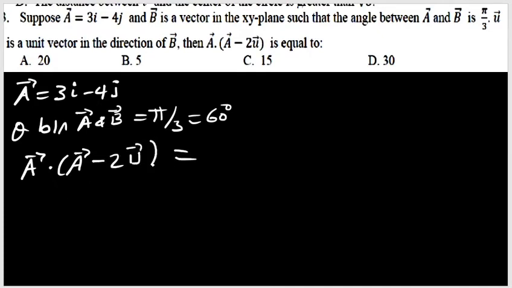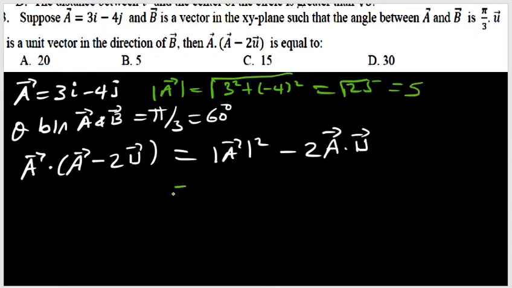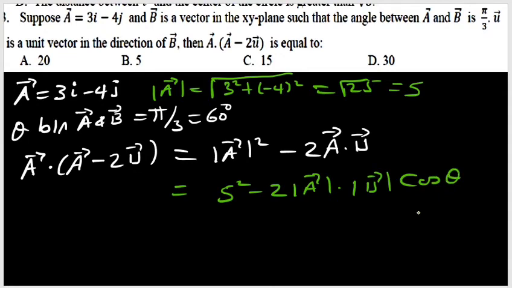So let's expand this one. When we expand it, a dot a, which is magnitude of a squared, minus 2 times a dot u. The magnitude of a we can get from the given: the square root of 3 squared plus negative 4 squared. That's 9 plus 16, which is 25 in the square root. That's 5. Therefore this is equal to 5 squared minus 2 times a dot u, meaning magnitude of a times magnitude of u times cosine of the angle between a and u.